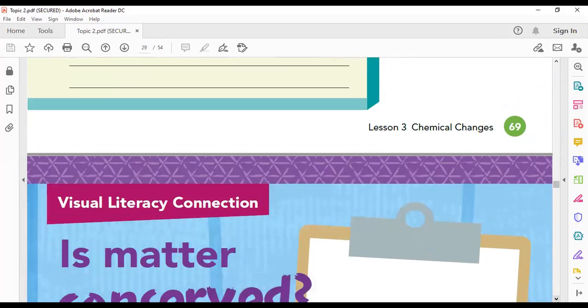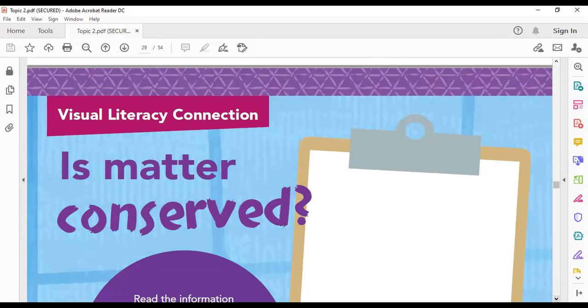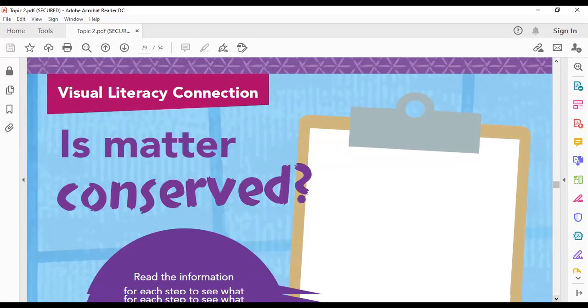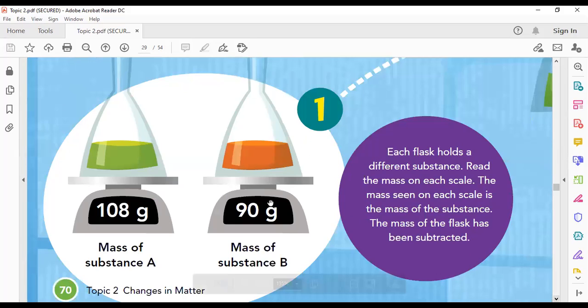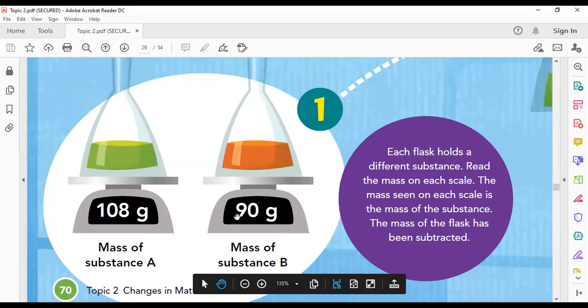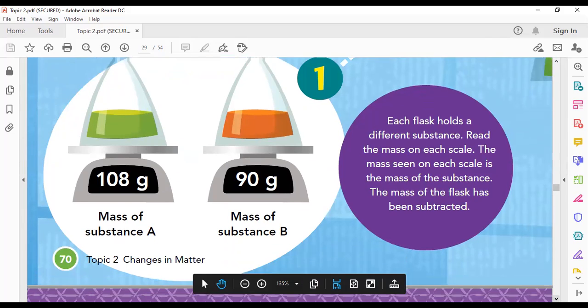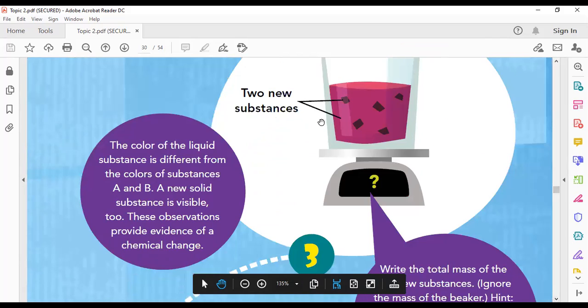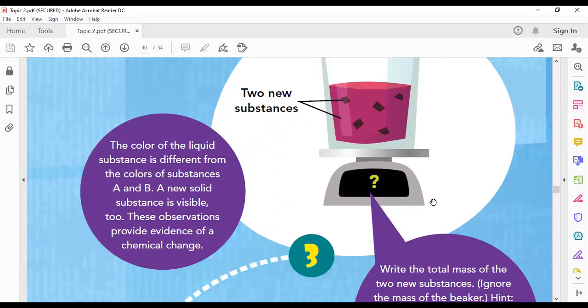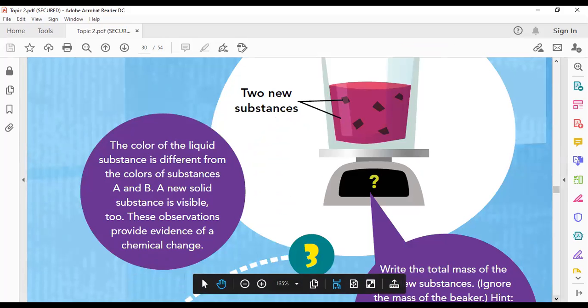Okay, today we just take other examples of a chemical change and how matter is conserved in a chemical change. We say that, for example, substance A and substance B, the total mass of them is 198. When they mix together and form new substances, the total mass of the new substances was 198 grams. So the total mass remains the same.